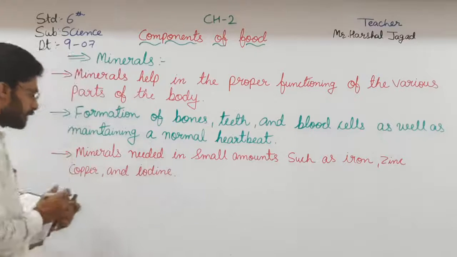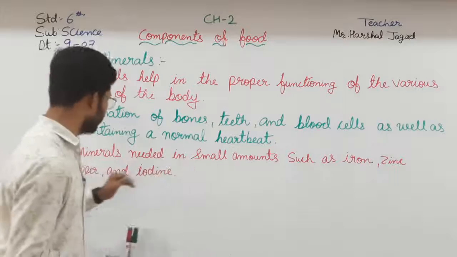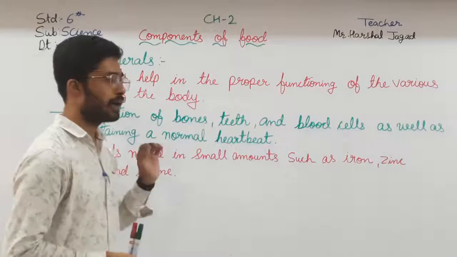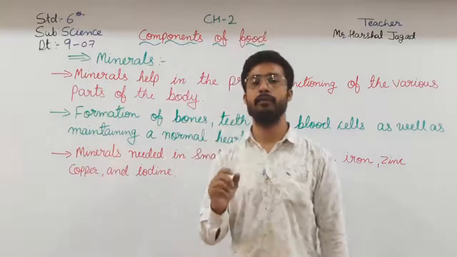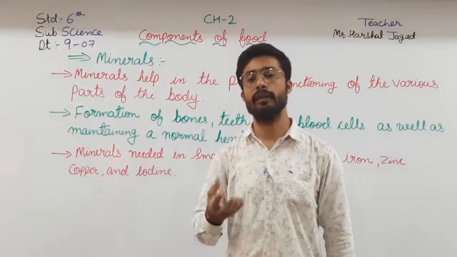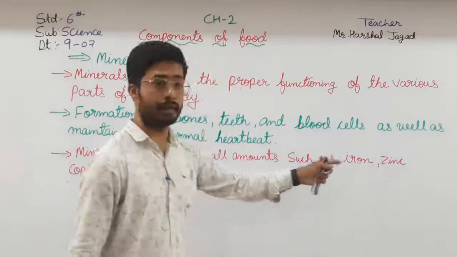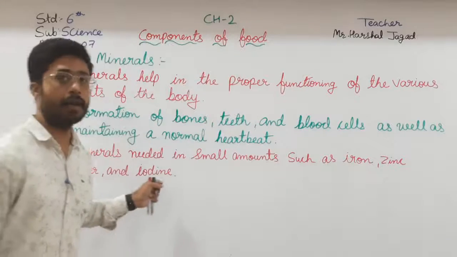Okay. So these are the minerals which are needed in small amount in our body. Which are there? They are iron, zinc, copper and iodine. They are needed in very small amount for our body. So we do not need to eat more minerals which contain iron, zinc, copper and iodine.